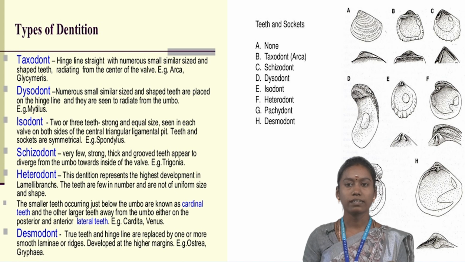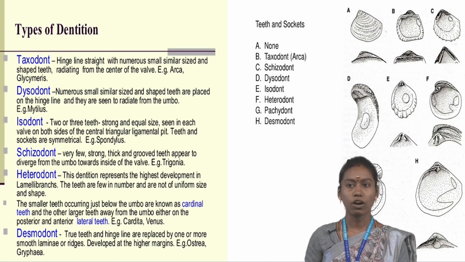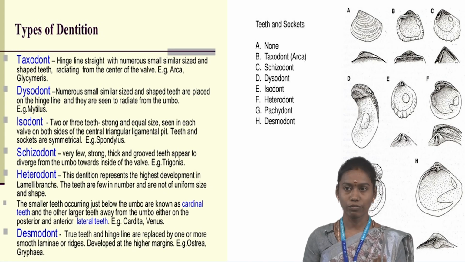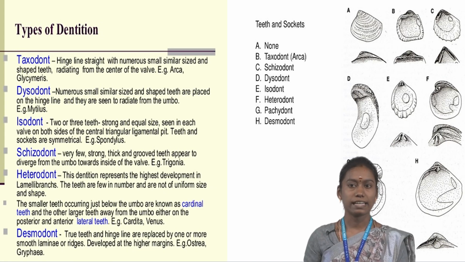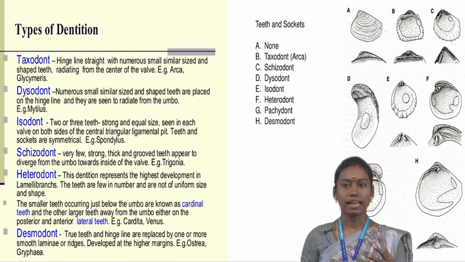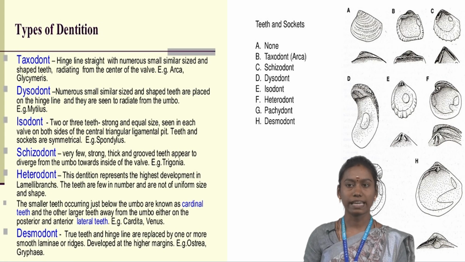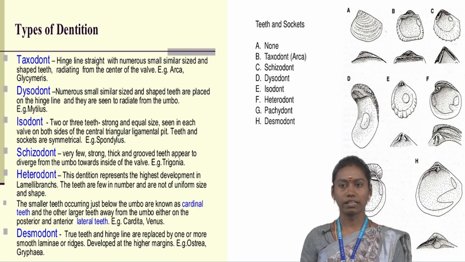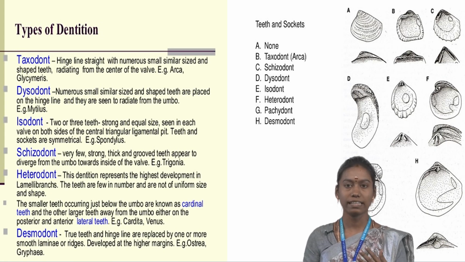The teeth occurring just below the umbo are known as the cardinal teeth, and the larger teeth which are present away from the umbo we call the lateral teeth, because they are present on the lateral side of the umbo. For example, Cardita and Venus have the cardinal teeth just below the umbo and the lateral teeth away from the umbo.